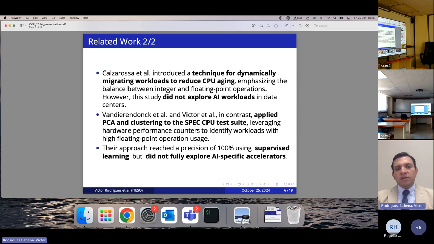The work that we presented last year, applying principal component analysis and clustering for SPEC CPU, was about differentiating integer and floating point, but it was not our scope to actually focus on AI and non-AI workloads.